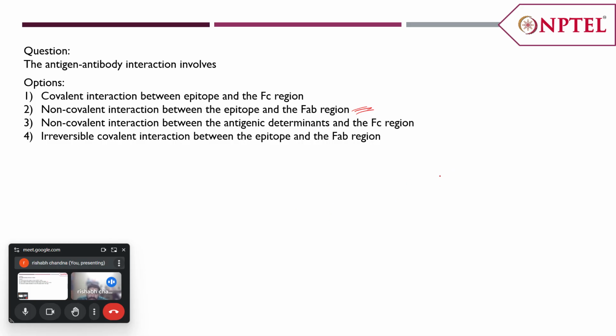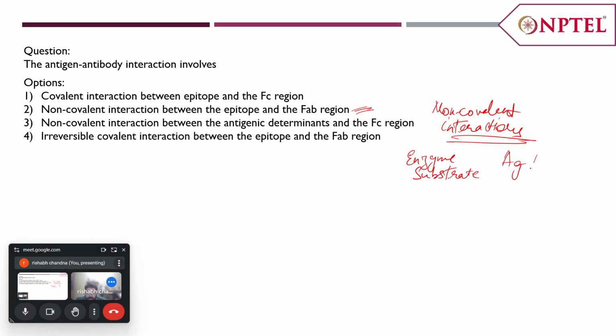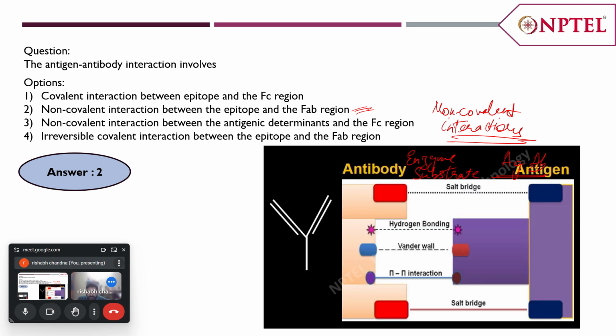So inside our body, any interaction that is taking place, all the non-covalent interaction will take place. Being it enzyme substrate or antigen antibody, this will not be a strong interaction. These can be broken off inside the body itself. So the correct answer will be option number 2. And these are the interactions.